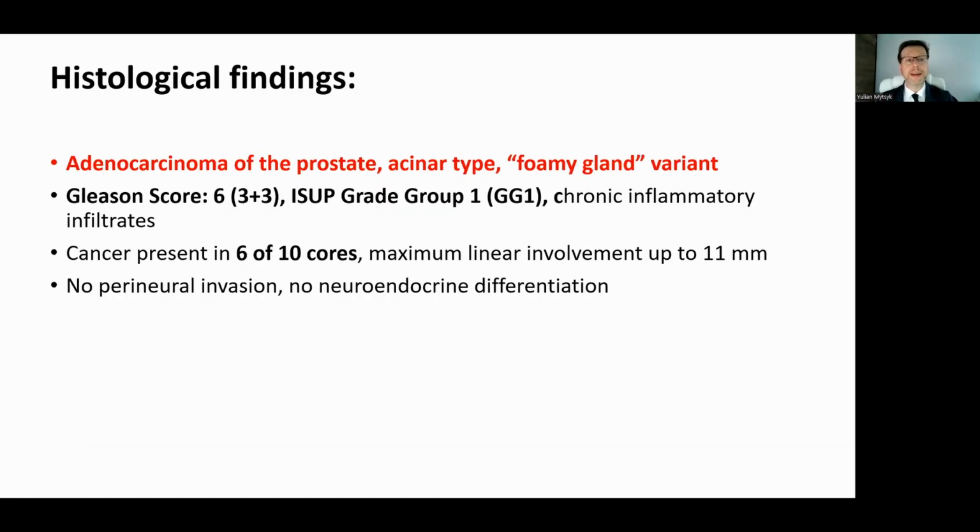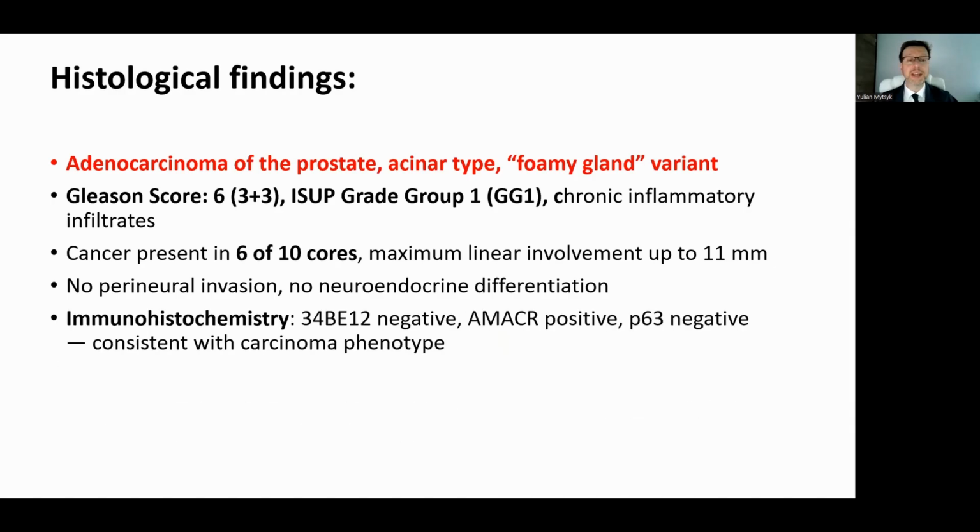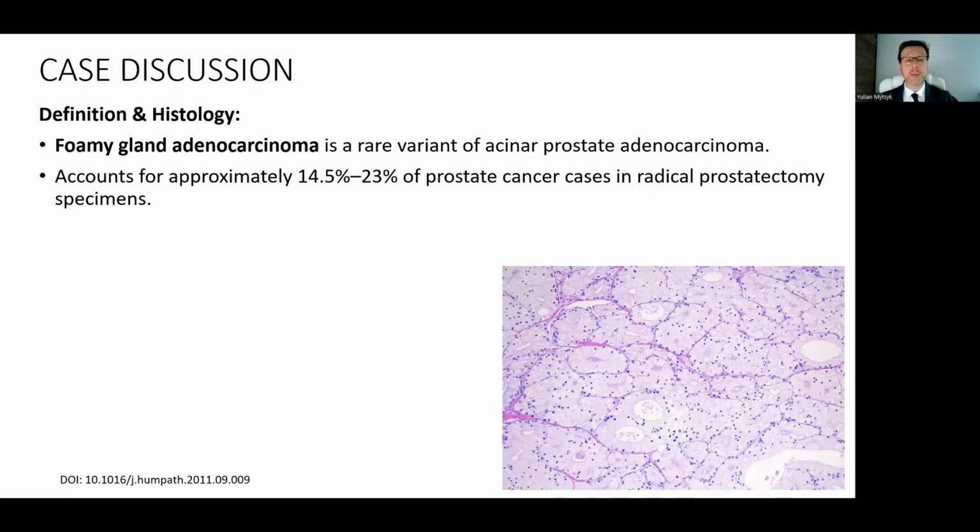According to the histological findings, adenocarcinoma of the prostate, acinar type, with a foamy gland variant, was observed. It was Gleason score 6 (3+3), ISUP grade 1, and chronic inflammatory infiltrates were also seen. Cancer was present in 6 of 10 cores with maximal linear involvement up to 11 millimeters, with no perineural invasion and no neuroendocrine differentiation. According to the immunohistochemistry, the profile was consistent with the carcinoma phenotype.